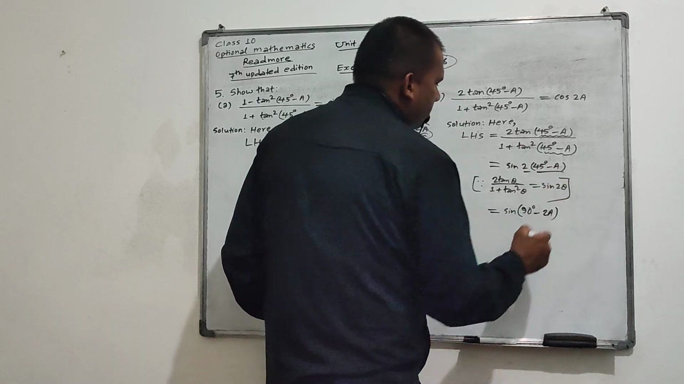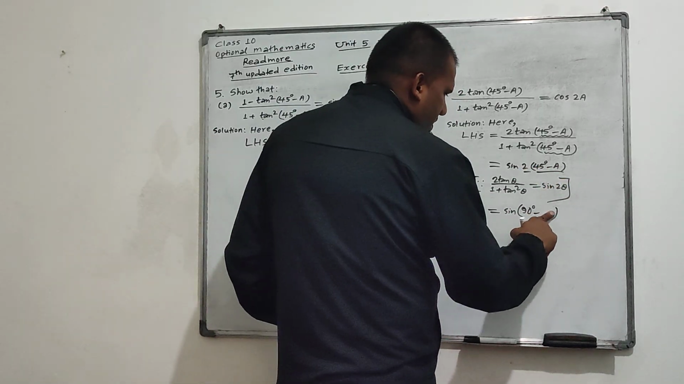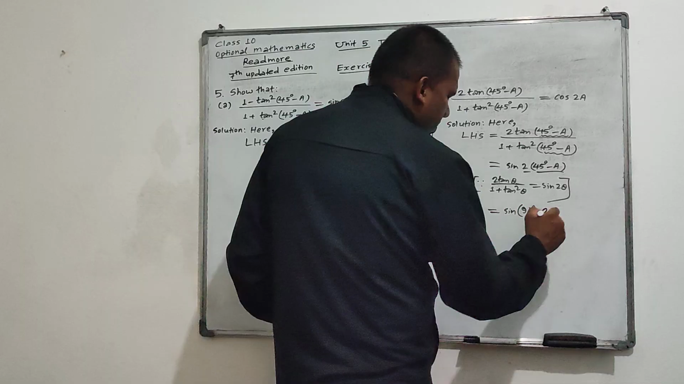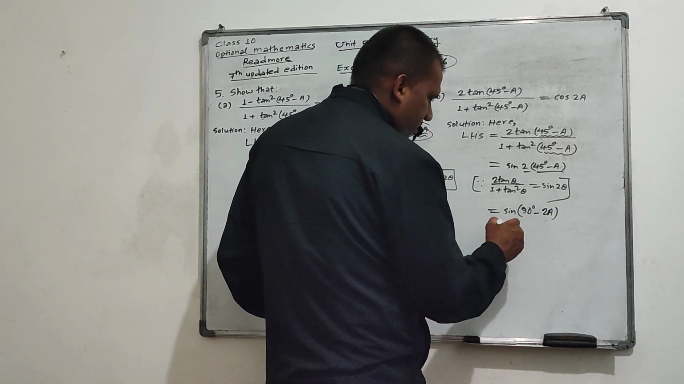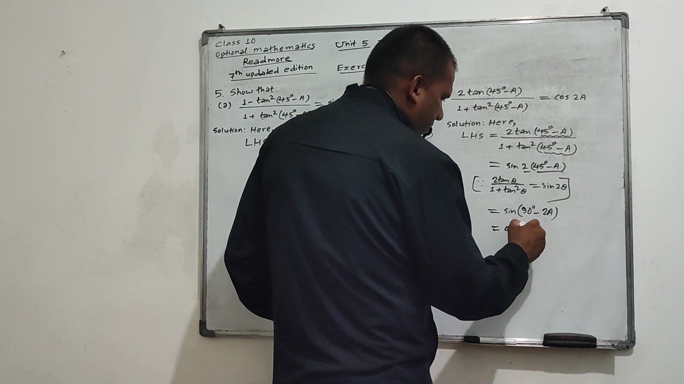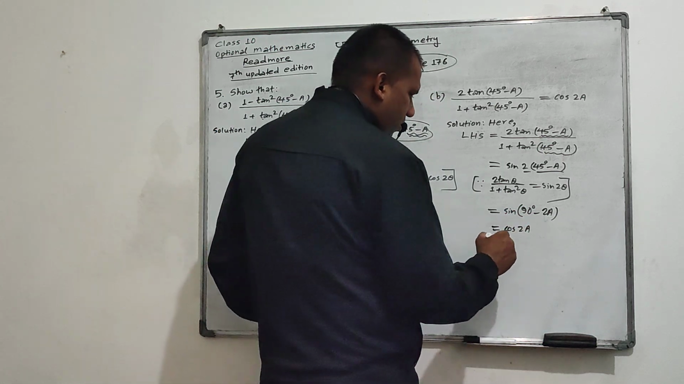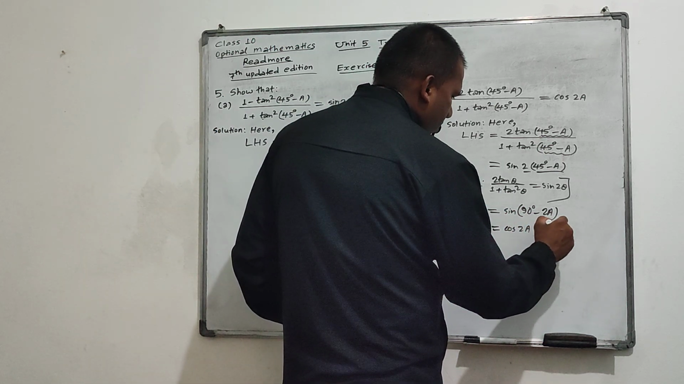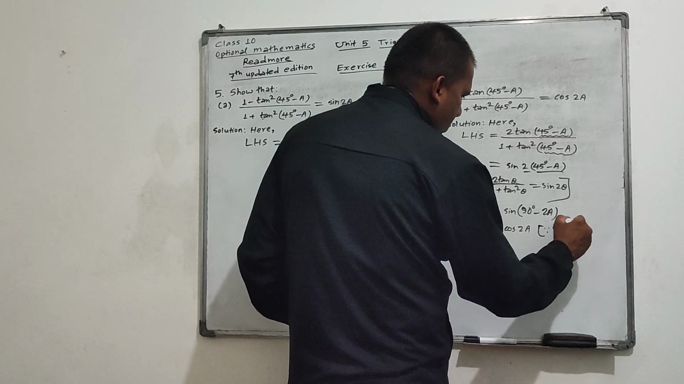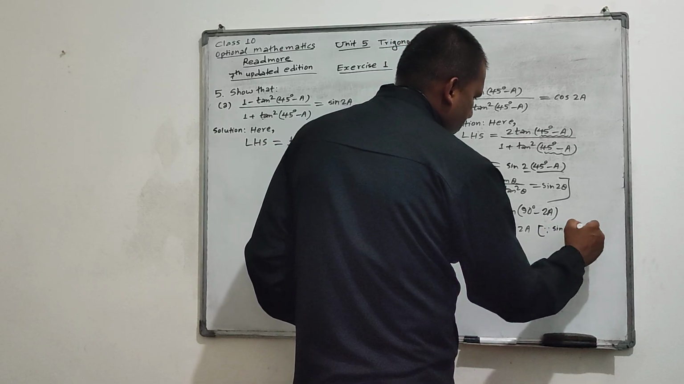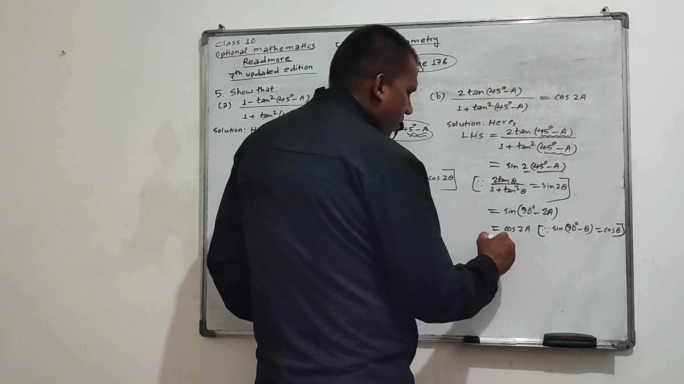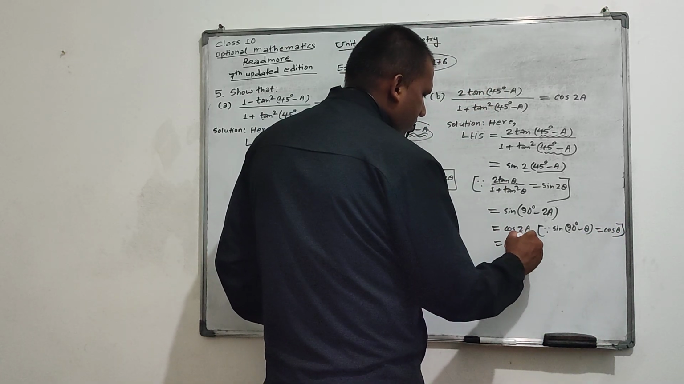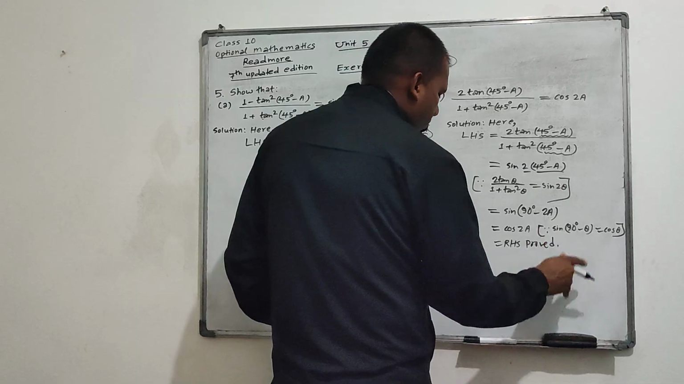Now sin (90 degree minus 2A), this is sin (90 minus theta), that is cos theta. So sin (90 minus 2A) is cos 2A, because we know that sin (90 degree minus theta) equals cos theta, which is the RHS. So it is proved.